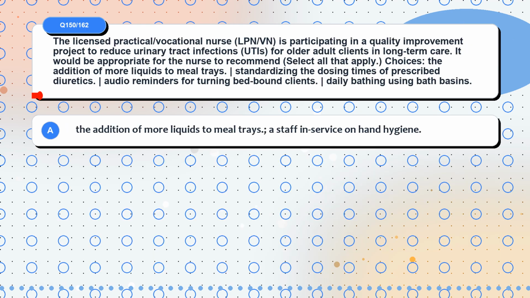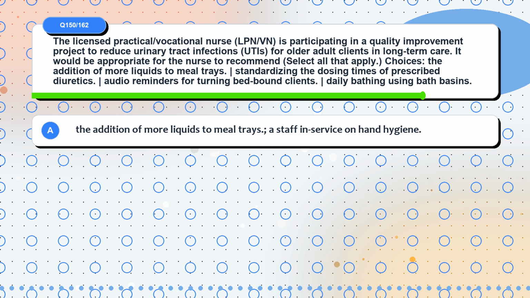Question 150. The licensed practical/vocational nurse (LPN/VN) is participating in a quality improvement project to reduce urinary tract infections (UTIs) for older adult clients in long-term care. It would be appropriate for the nurse to recommend, select all that apply. Choices: the addition of more liquids to meal trays, standardizing the dosing times of prescribed diuretics, audio reminders for turning bedbound clients, daily bathing using bath basins.